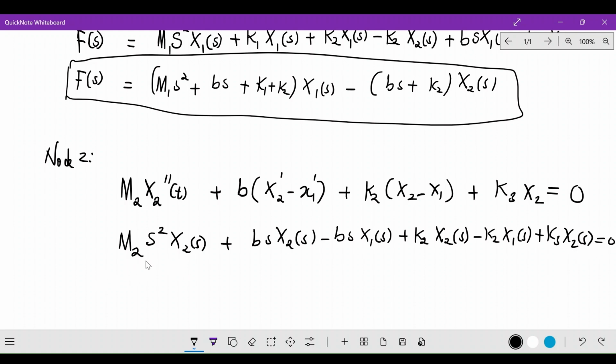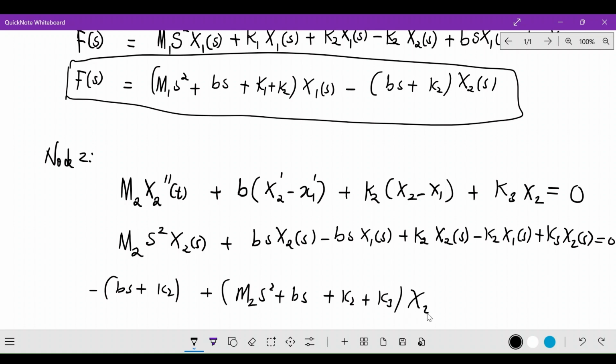And then you can also arrange the x1s and x2s. Okay, so the x1 is this guy here. And also where else can I find x1 here? So it's negative, so I'm going to factor out negative here. This is minus bs plus k2, right? And then plus m2s squared plus bs plus k2 plus k3, right? Okay, this is the x2 of s. And they equal to 0.